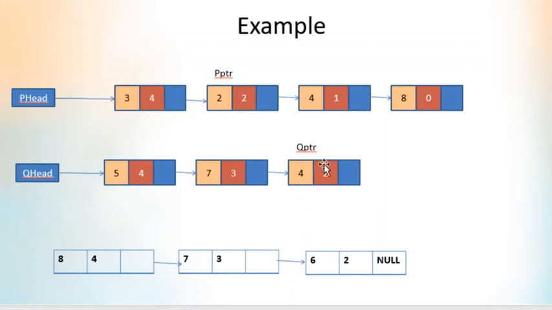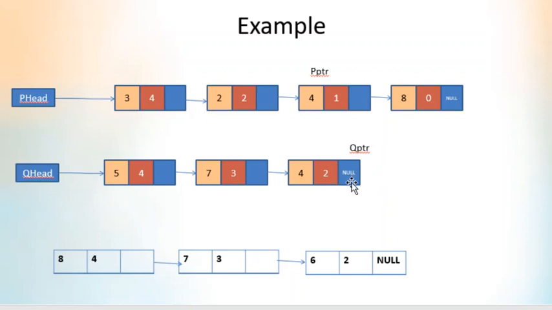Now after the addition to the resultant polynomial, advance the p pointer and q pointer to point to the next node. So p pointer is equal to p pointer next, so p pointer will reach here. Q pointer is equal to q pointer next, so it is actually null.